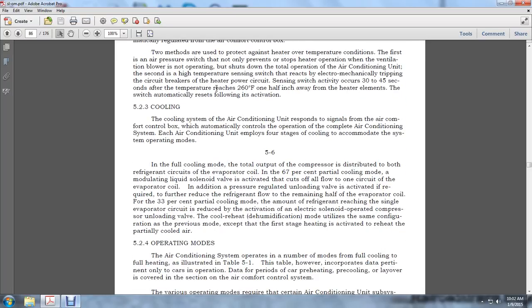5.2.3 Cooling system. The air conditioning unit responds to the signal of the air comfort control box.